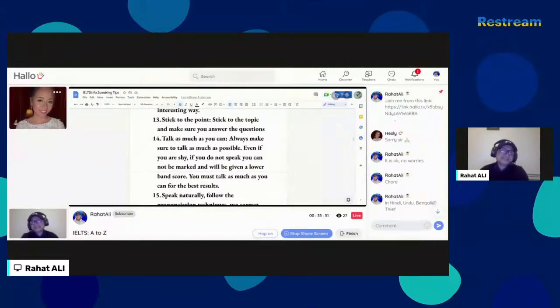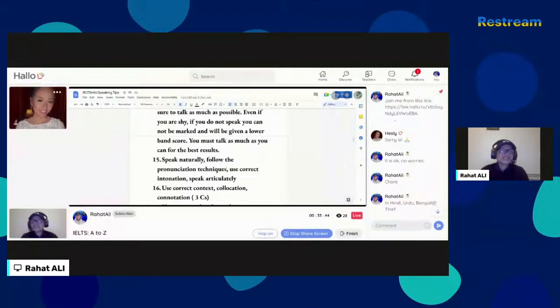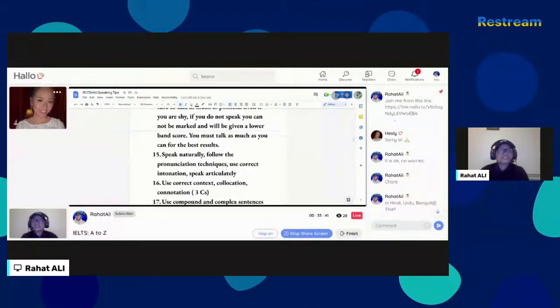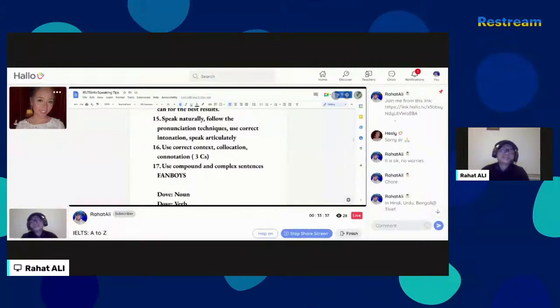Okay. Lastly, speak naturally. I say it almost every time. Follow the pronunciation techniques, use correct intonation, speak articulately, use correct context, collocation, and connotation. And I'm sure you know that context is the meaning, collocation is the way a word can take another word naturally, and connotation is that some words cannot be used in a positive way, some words can't be used in a negative way. We need to be careful.